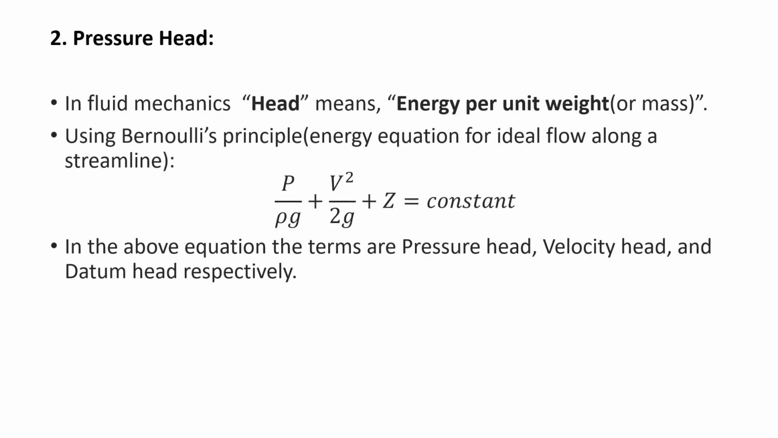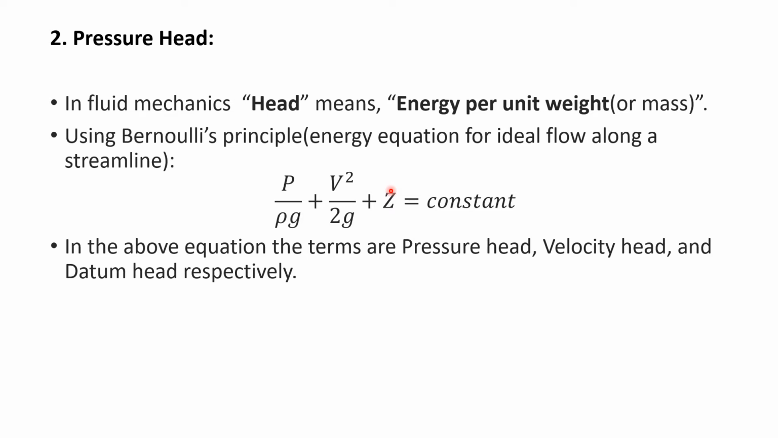The second definition is pressure head. In fluid mechanics, head refers to energy per unit weight. Here is Bernoulli's equation: P by rho g plus V square by 2g plus z is equal to constant. So this is energy per unit weight. Rho g refers to weight. P by rho g is the pressure head, V square by 2g is the velocity head, and z is the datum head.